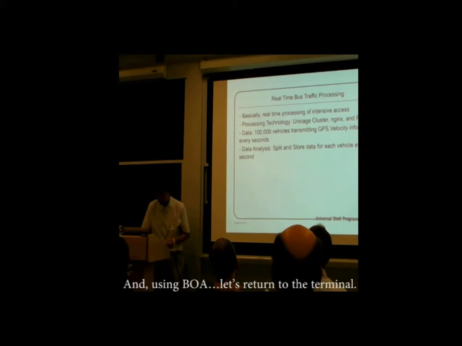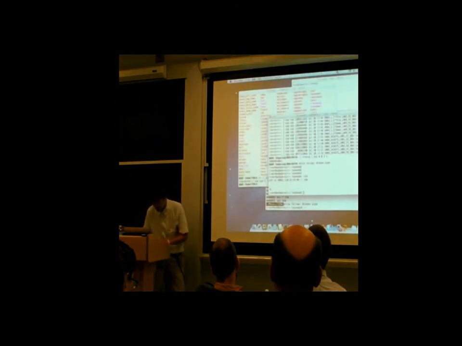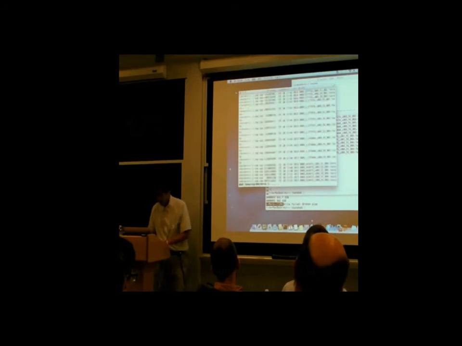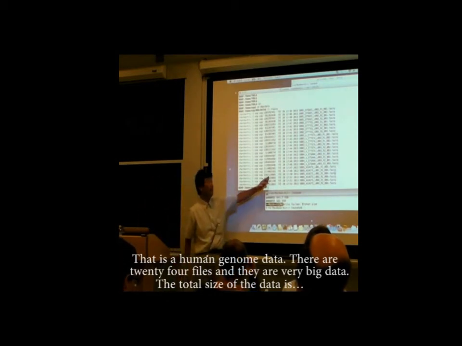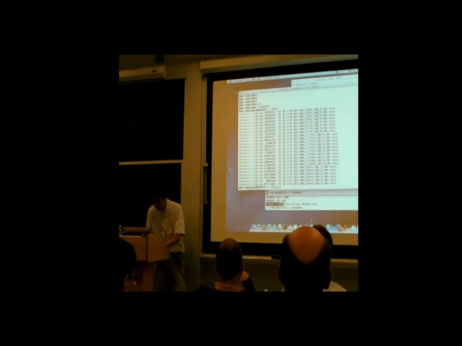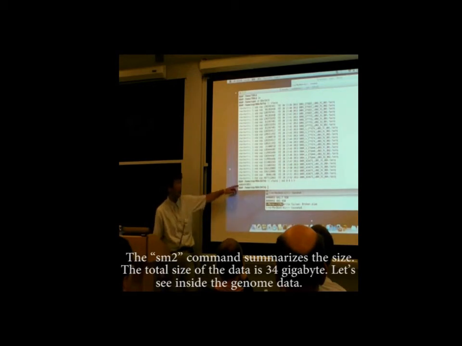And using Bohr, so let's return to the terminal. That's the human genome data. There are 24 files, and they are very, very big data. For the total size of the data, I use the ls command to summarize the size. So the total size is 34 GB. And let's see inside the genome data.